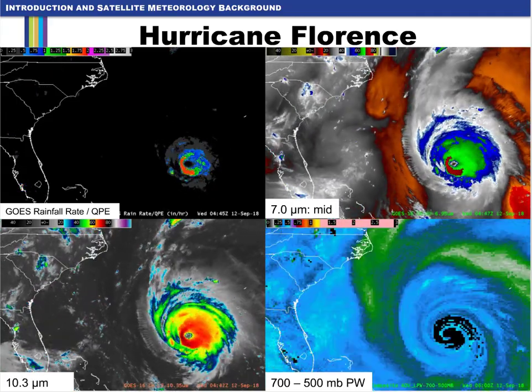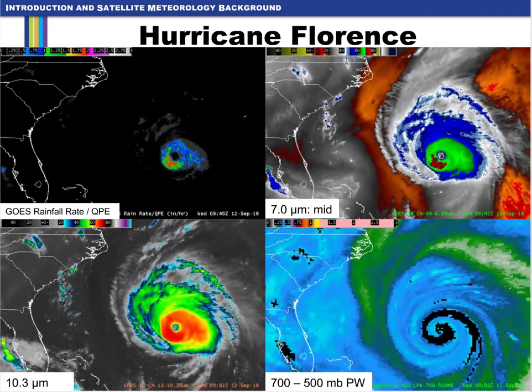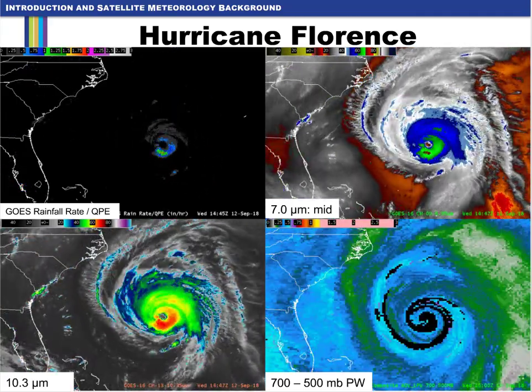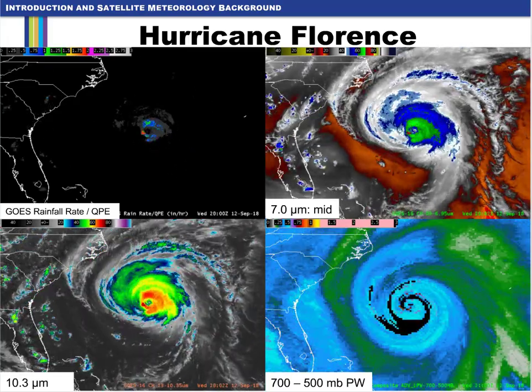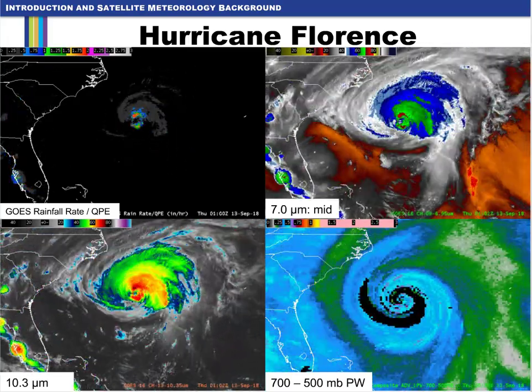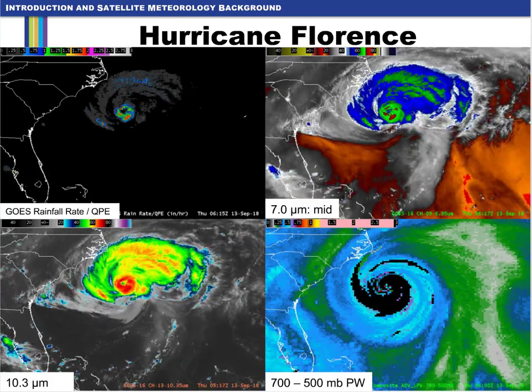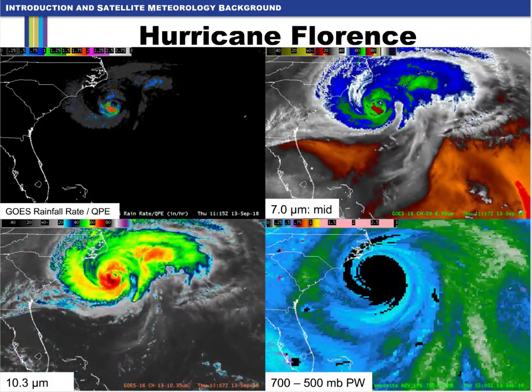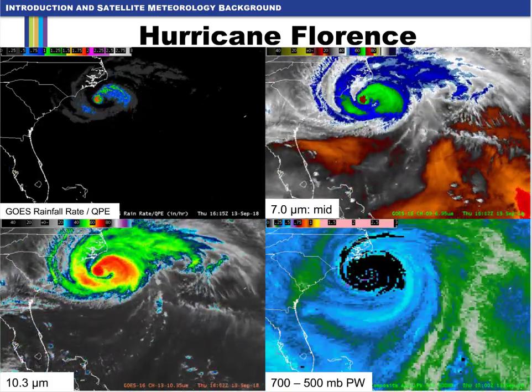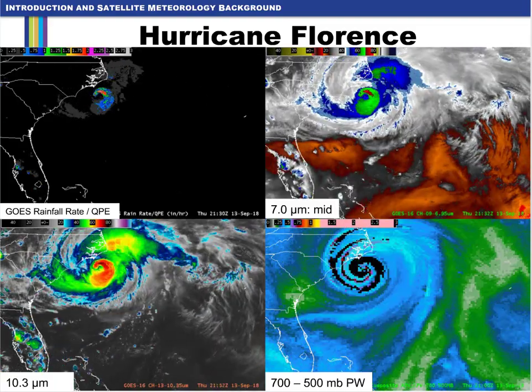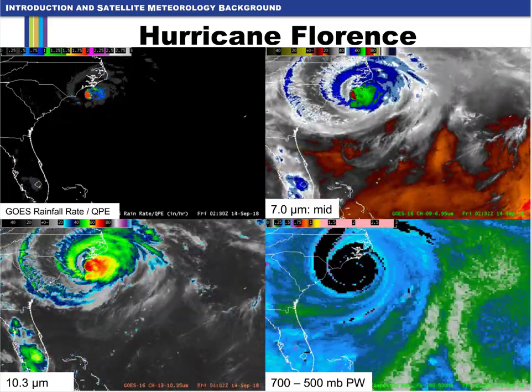Consider what else you might analyze along with the GOES rainfall rate product. Here's a 4-panel example from AWIPS to provide some possible ideas. Certainly the IR band at 10.3 microns, as shown in the lower left, is a good idea since the trends in IR brightness temperatures will help you interpret trends in the GOES rainfall rate product.